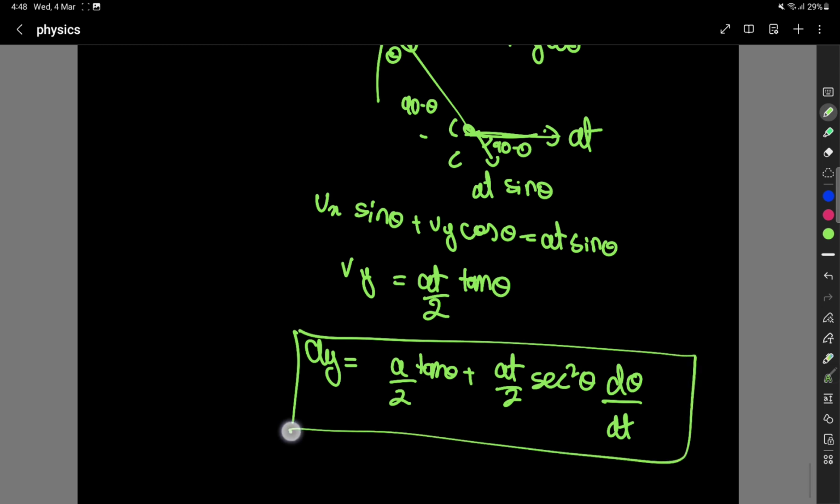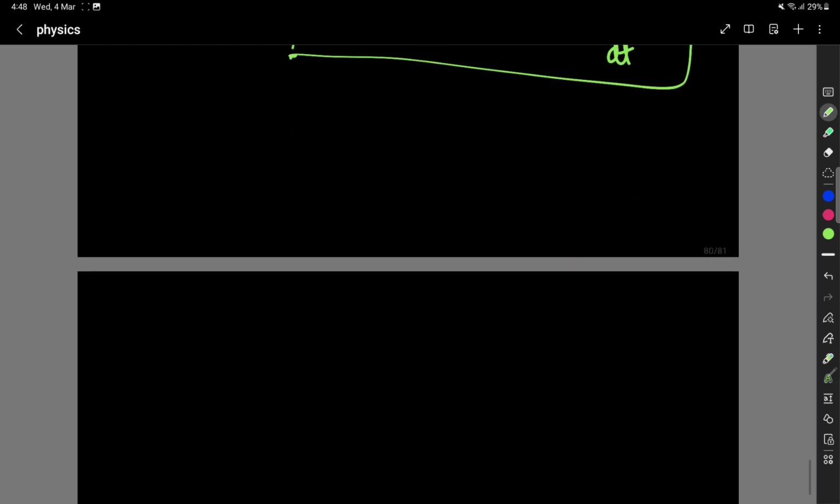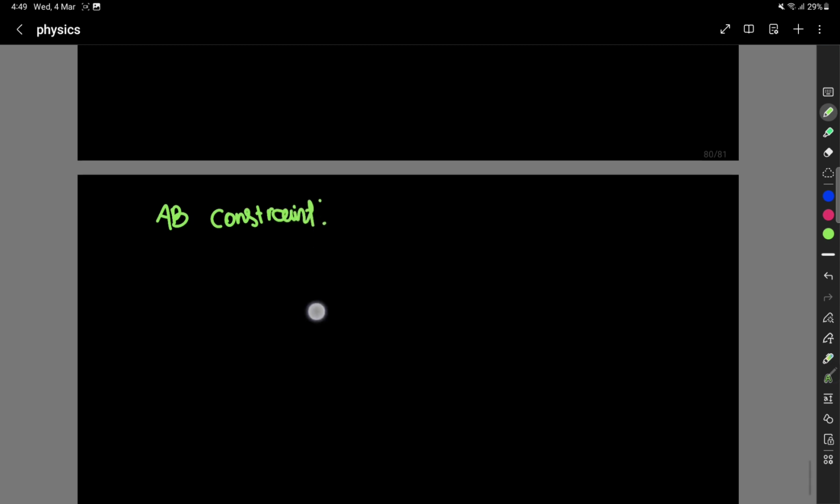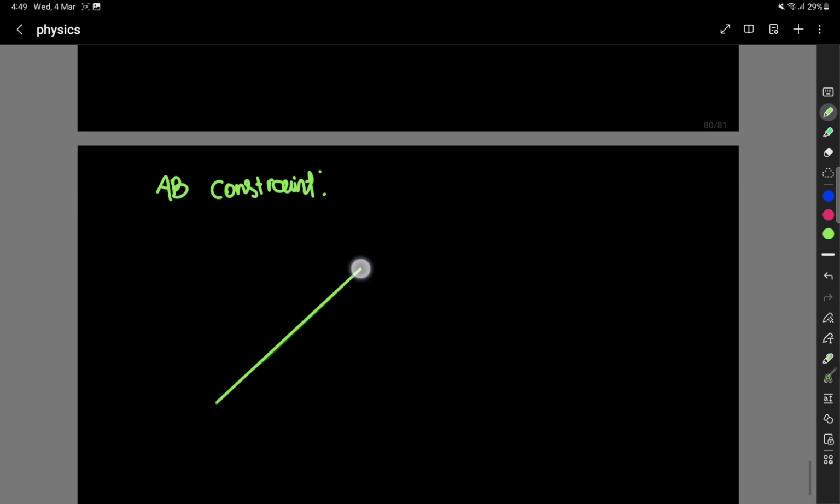I would like to highlight this point. Now if we go to the AB part, AB constraint, Vy, Vx, so theta, 90 minus theta. Also please make sure that you don't mess this up by taking this as 90 minus theta; don't default take this as theta. We've done it a lot of times. I did that when I solved this problem.